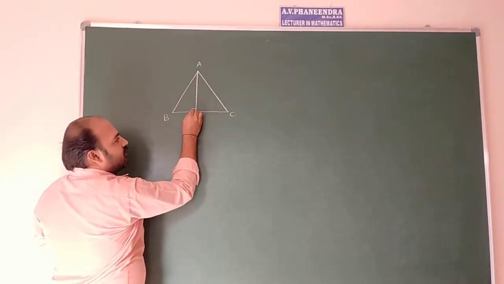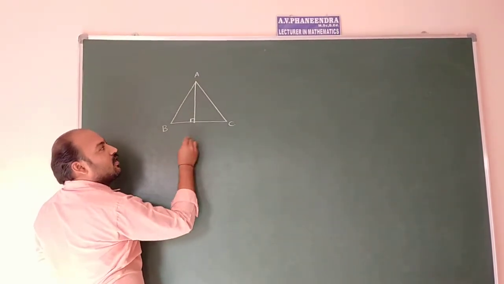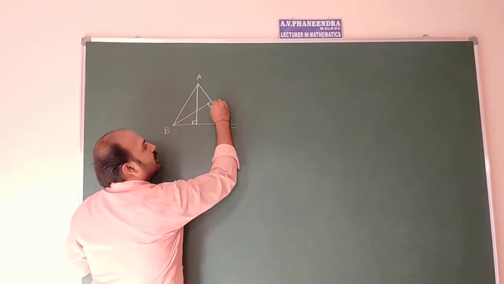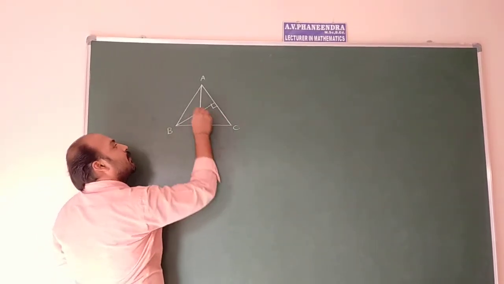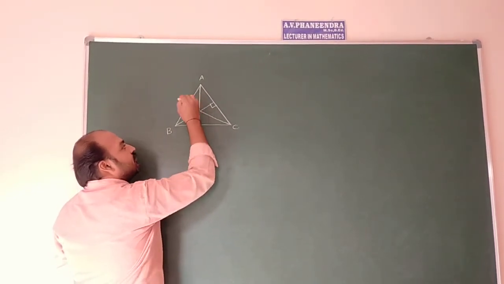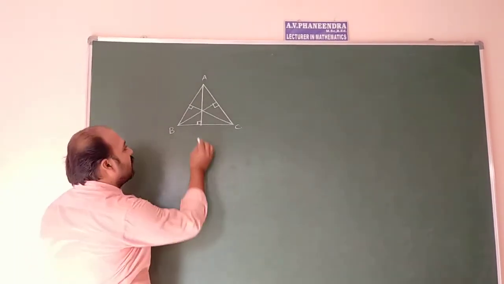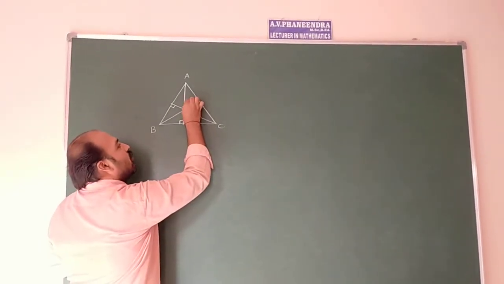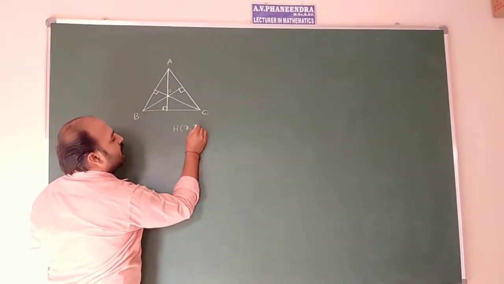This is one altitude. This is the altitude through A to the opposite side BC, and the altitude through B perpendicular to AC opposite side, and the altitude through C perpendicular to opposite side AB. The point of intersection or the point of concurrency of altitudes is called orthocenter. It is denoted by O, or someone denotes it as H of x comma y.